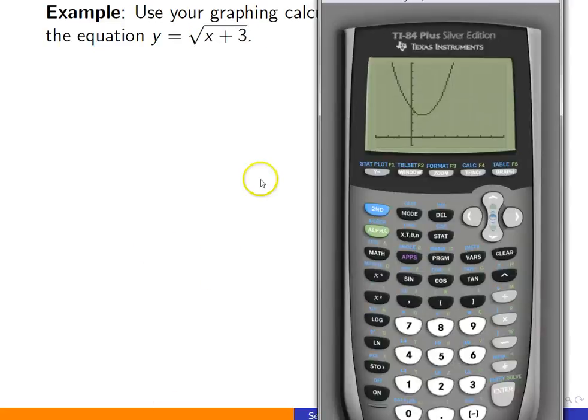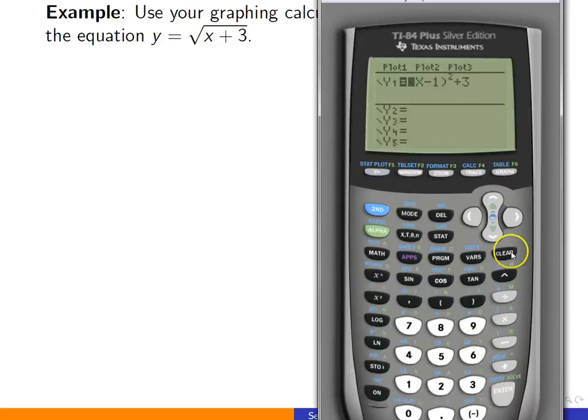Let's look at a second problem with the function square root of x plus 3. So we go back to our y equals, we clear it, and now we're going to have the square root, which is second square root, left parenthesis, x plus 3, and right parenthesis.